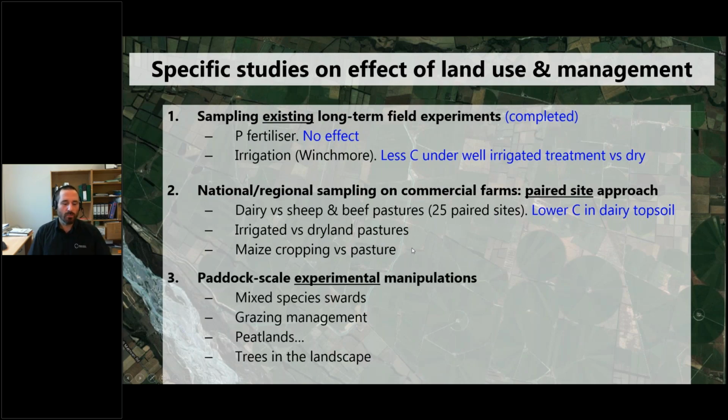And we've also done more detailed work around paddock scale experimental manipulations using a range of techniques, but eddy covariance is one that I'll show an example of, with mixed species swards. We're going to look at grazing management. I'll then touch on peatlands and then a new project on trees in the landscapes.